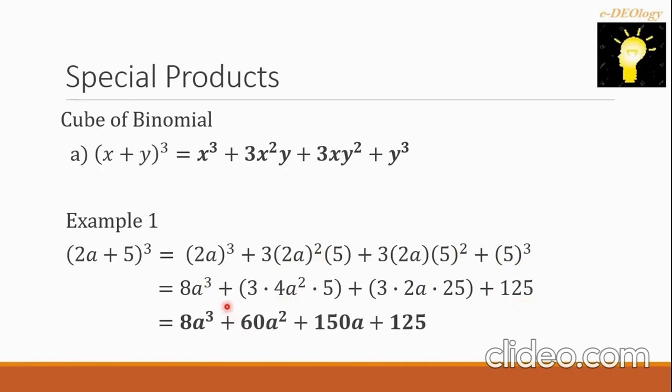Then going to the next line, the a cubed is copied here. Then we simplify, we multiply these terms, 3 times 4a squared times 5. We'll get this 60a squared. And then the third term, 3 times 2a times 25 equals 150a. And we just copy the 125. So this is our final answer.